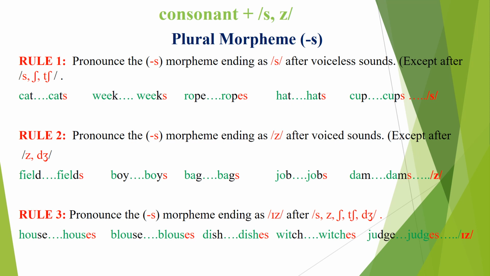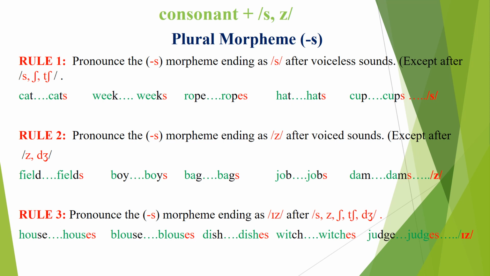Rule number two, pronounce the S morpheme ending as Z after voiced sounds except after Z and J. Therefore, we say field, fields, boy, boys, bag, bags, job, jobs, dam, dams. All of the singular nouns in this group end with a voiced sound.